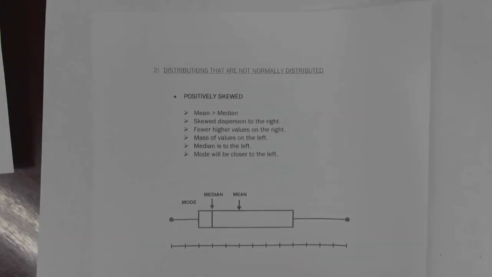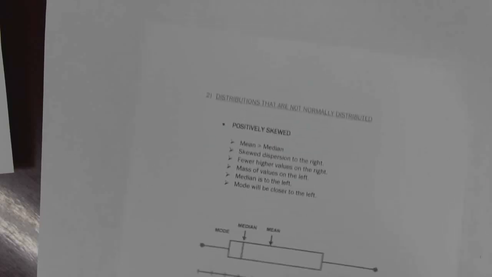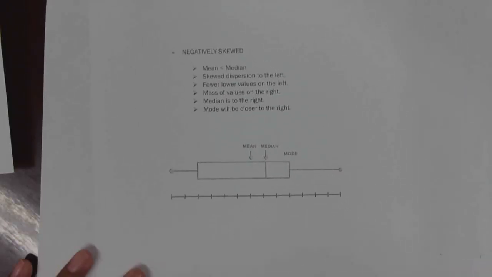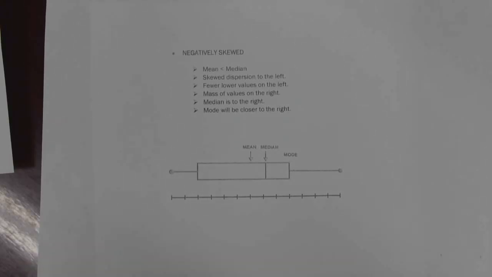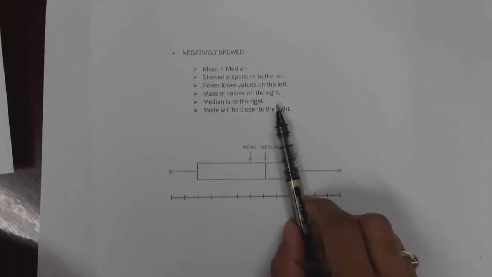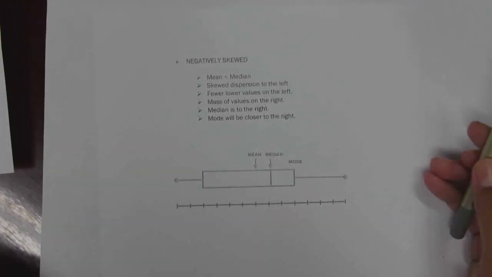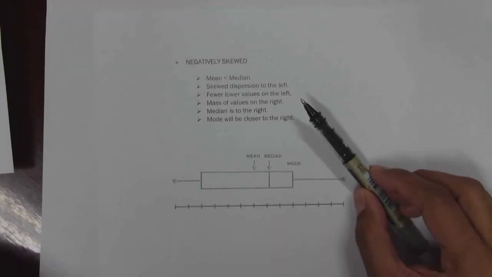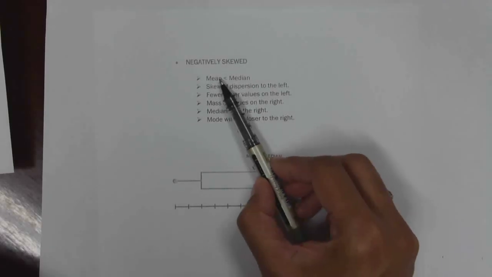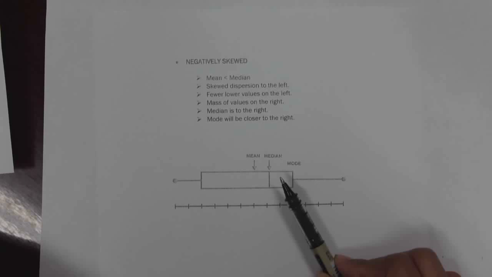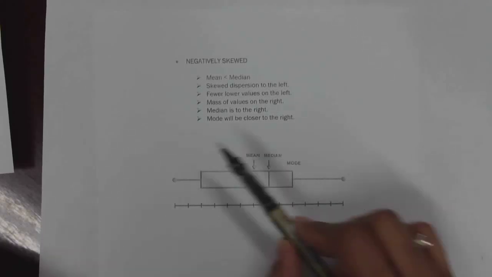And the third type of box and whisker plot is a negatively skewed box and whisker plot. And the negatively skewed one was represented with learner B when you drew the diagram for learner B. So it's the opposite of what a positively skewed box and whisker plot is. And if you think about it, your mean will be less than your median. So that's how you can identify the type of box by your calculation.